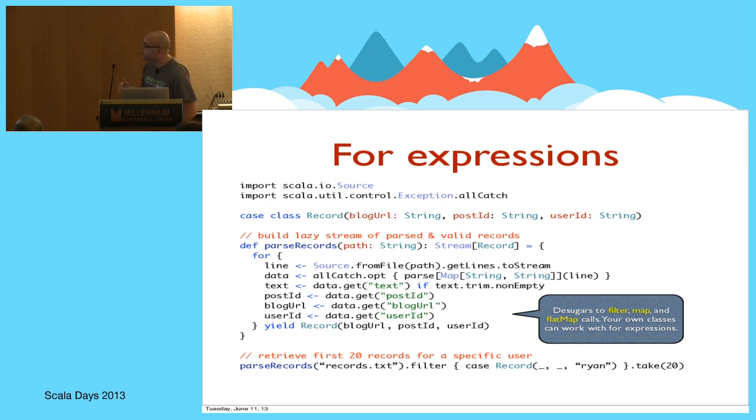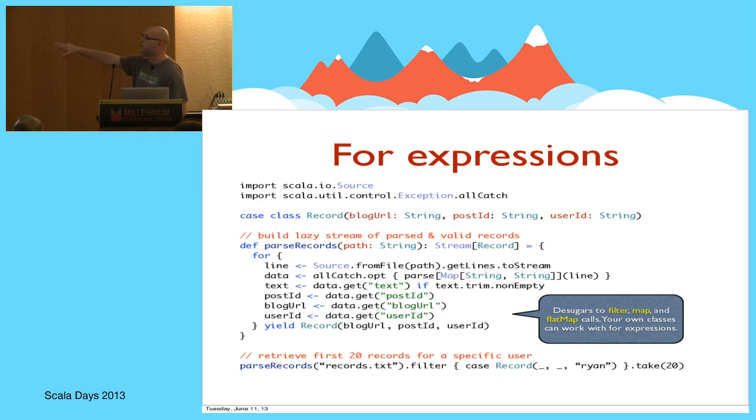So I call toStream on that. Parse the line out. I may have some malformed records, so I just want to filter those out, and that's what allCatch.opt lets me do. If this throws an exception there, it'll just truncate the for comprehension. I might have some empty text. I want to ignore that. And post ID and user ID may be missing in some records. So only if all of these conditions are satisfied do I want to yield the record.